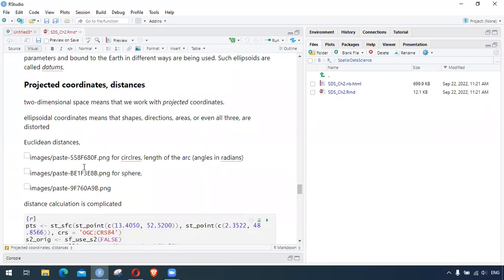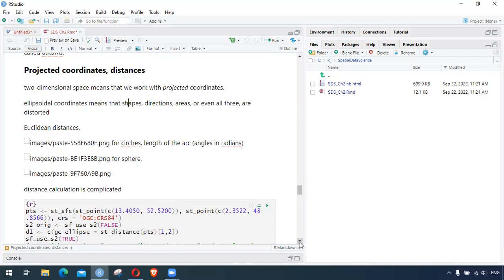So the images are not being shown here. I had tried cropping and pasting. It didn't work like that.